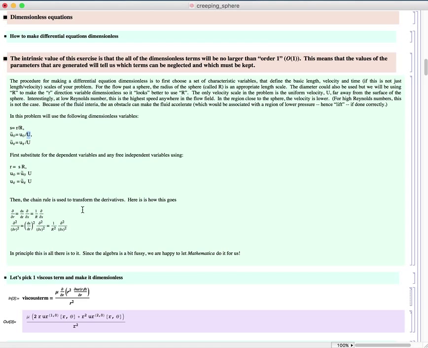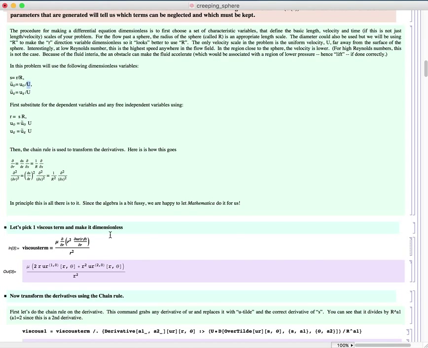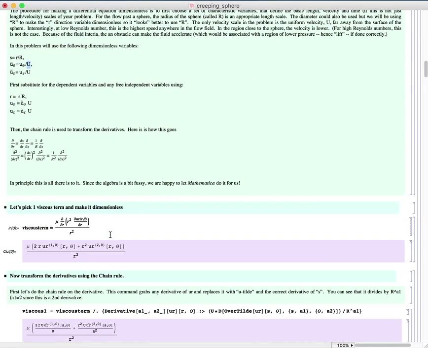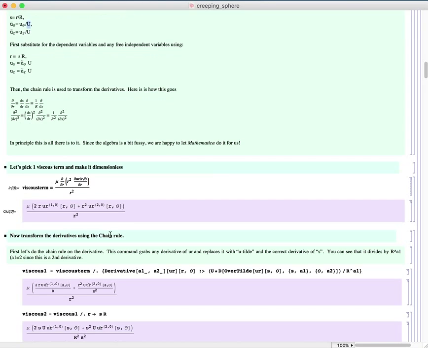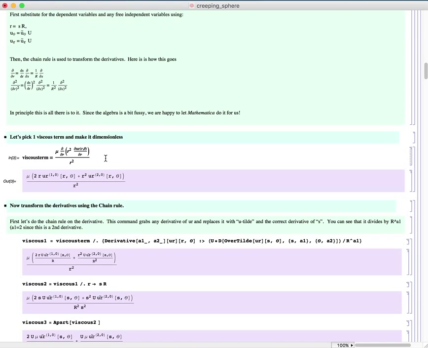If I'm going to do a derivative, I'd use the chain rule, so d/dr would be ds/dr d/ds, and you can see that here. But anyway, you can look at that more carefully and see if you believe it or not. What I just want to show is, if I pick one viscous term and one inertia term and make them dimensionless, what's going to happen? There are many more terms in the equation, but one from each side will do it.